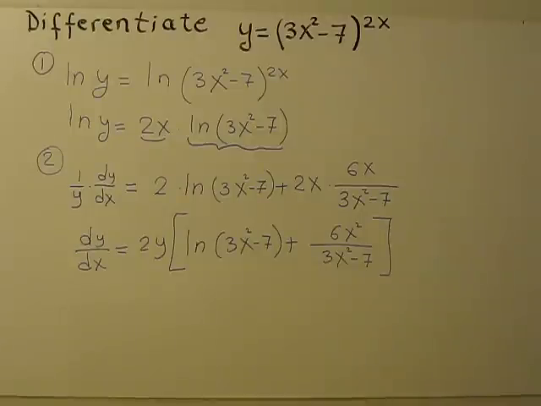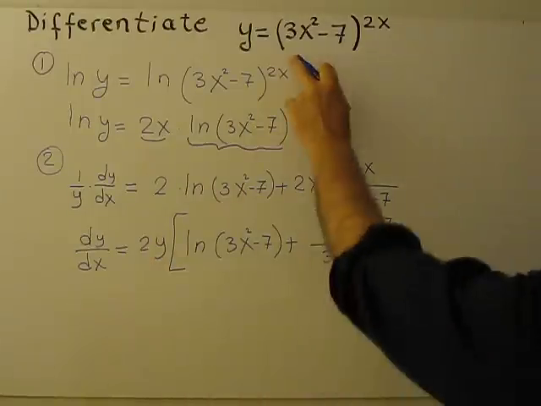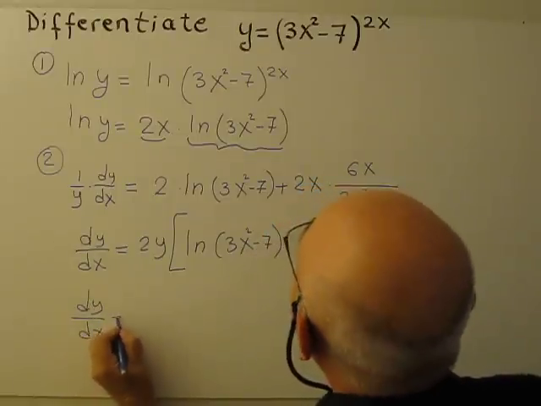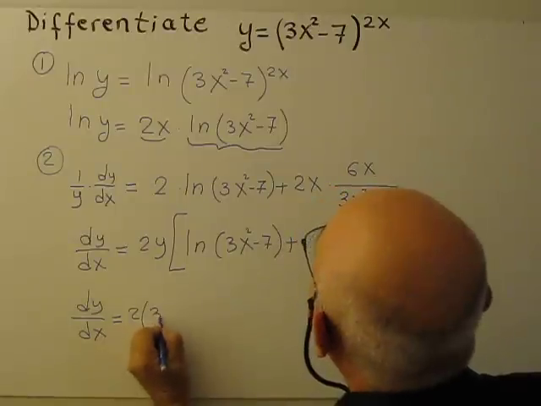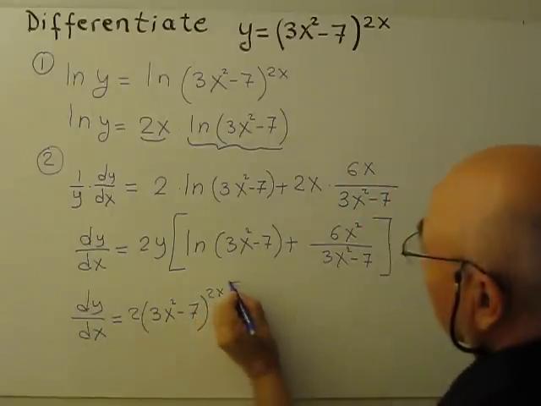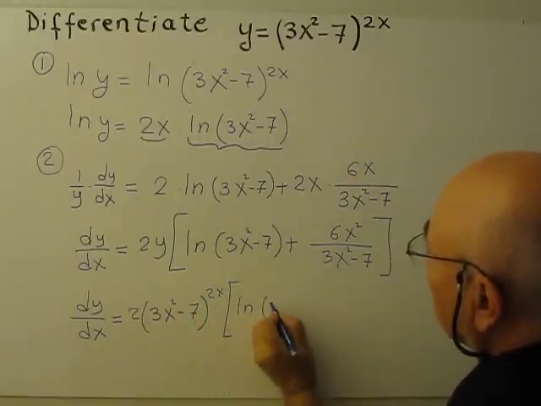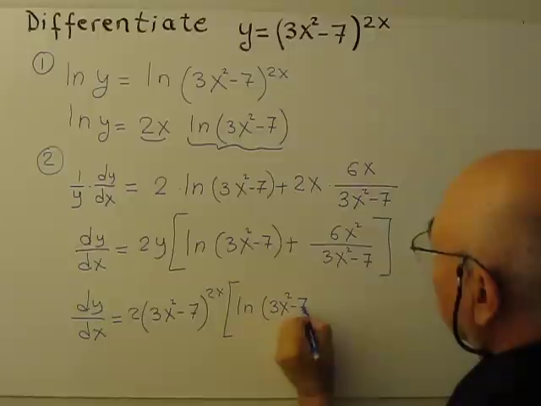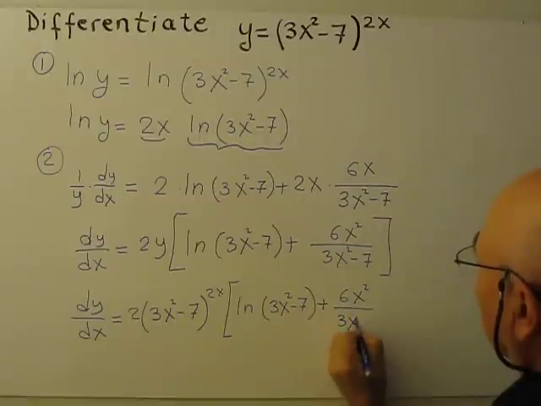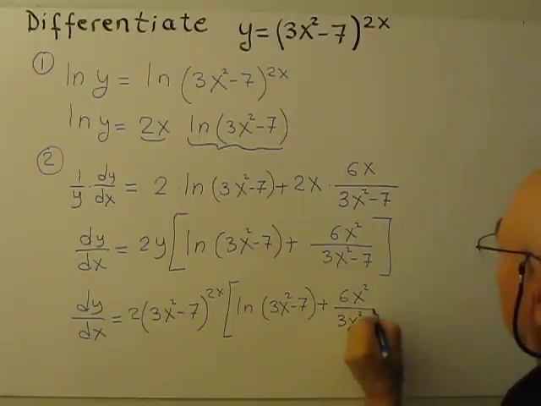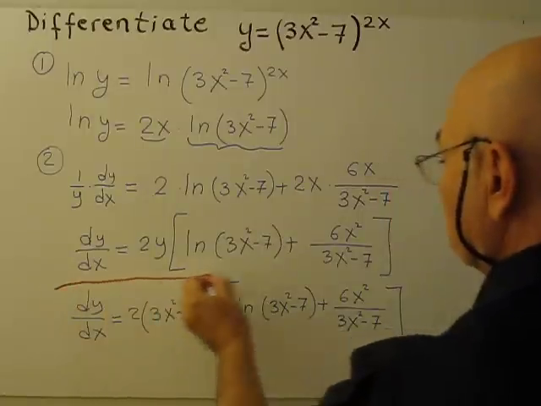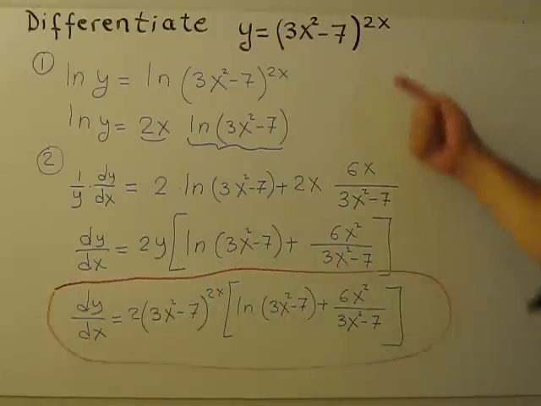In this last step, since y equals this one, I replace y by this. dy over dx equals 2 times 3x squared minus 7 to the power 2x, bracket ln of 3x squared minus 7 plus 6x squared over 3x squared minus 7. Okay, so this is the final result of the derivative of this function.